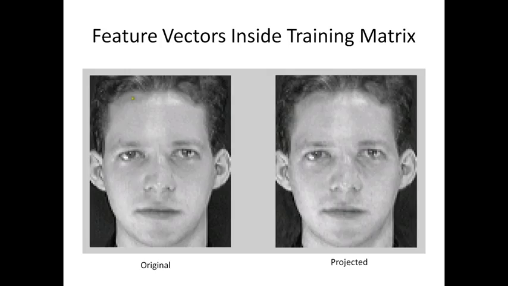So here are some examples of projecting an original image to that feature vector. And this image was inside our training matrix. So if you look, they're very, very similar, but there are some subtle differences. Especially it's a lot more grainy if you notice, kind of in his cheeks over here and around his nose. It's more grainy and a little bit darker. But other than that, he looks almost perfectly matched, which is very good.